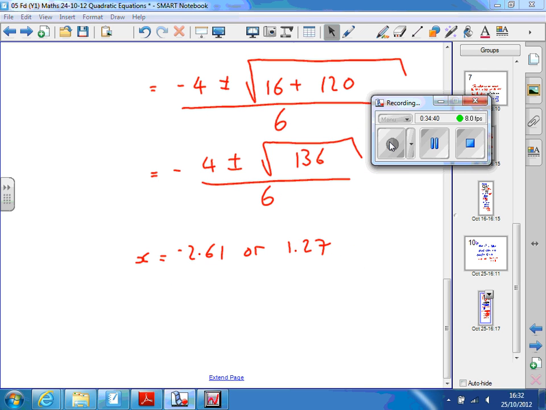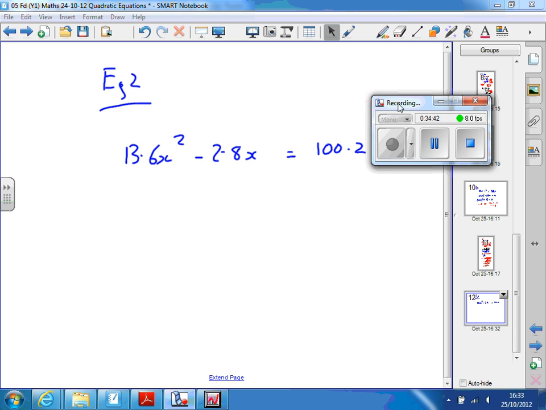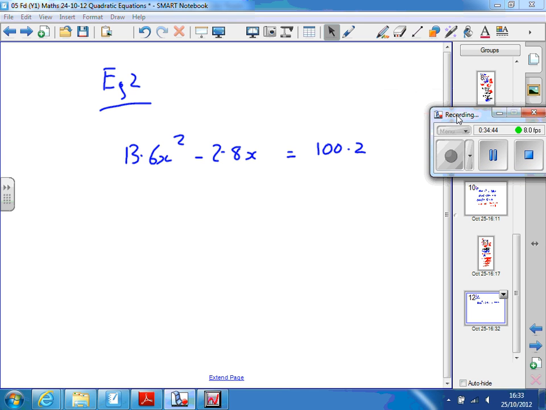Right, try this one. What's the first thing you've got to do, Daniel, so you don't fall into a hole straight away? Correct. The right-hand side must be 0. So the first step, subtract 100.2 from both sides, and then away. Put the values for A, B, and C in, see what you get.